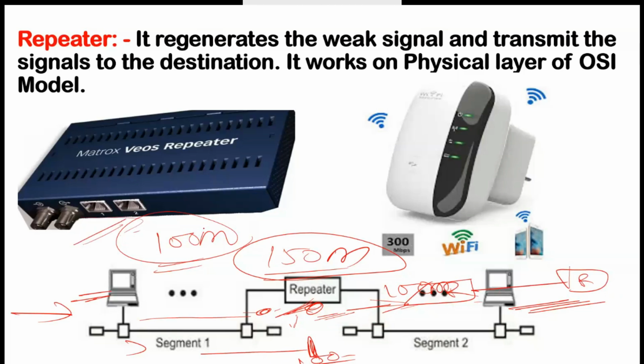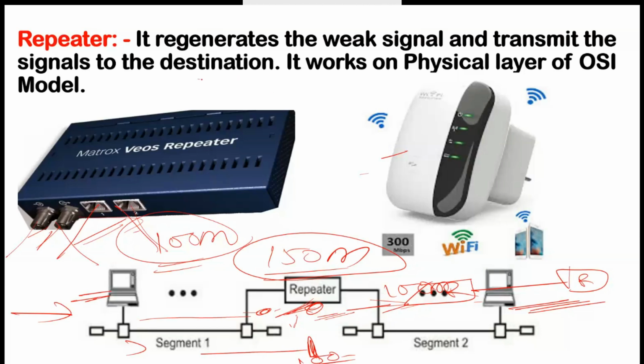And this type of repeater, I think you have seen somewhere on the poles. Here we have only two ports available. One is for the input and one is for the output. That is for the coaxial, and that is for the twisted pair RJ45. You can also use it for that. That is called repeater. And repeater is also for the Wi-Fi.